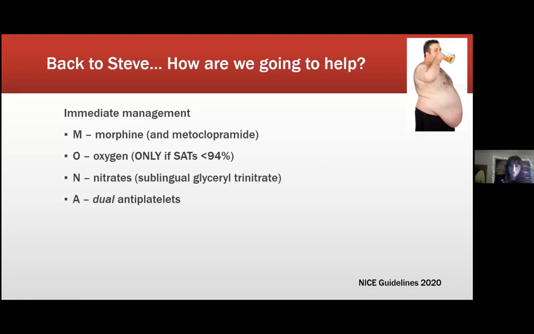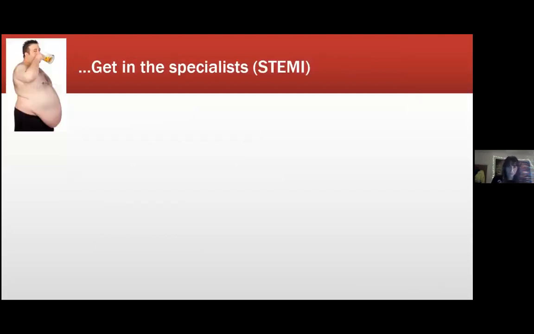And we'd give dual antiplatelets, so that was aspirin, as someone mentioned, 300 milligrams, and also clopidogrel normally. There are a few different guidelines for different antiplatelets to give, but clopidogrel is often a safe one in most circumstances. And this is from the NICE Guidelines 2020. And then what you're going to do after you've done your immediate management. So Steve's stable.